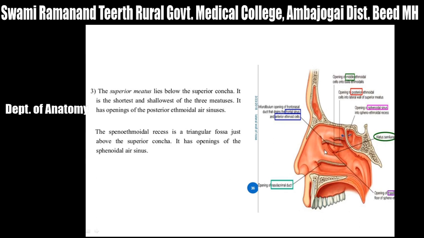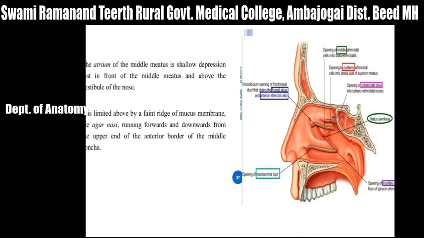You can remember that in the anterior part of the hiatus semilunaris is the anterior ethmoidal air sinus. Going posteriorly and obliquely, you see the ethmoidal bulla, here the middle ethmoidal air sinus, and in the superior meatus, the posterior ethmoidal air sinus. Then there is a triangular depression called the sphenoethmoidal recess, where the sphenoidal air sinus opens. Got it? So this is the conchae and meatuses of the lateral wall of the nose, and which air sinuses open into the various meatuses.